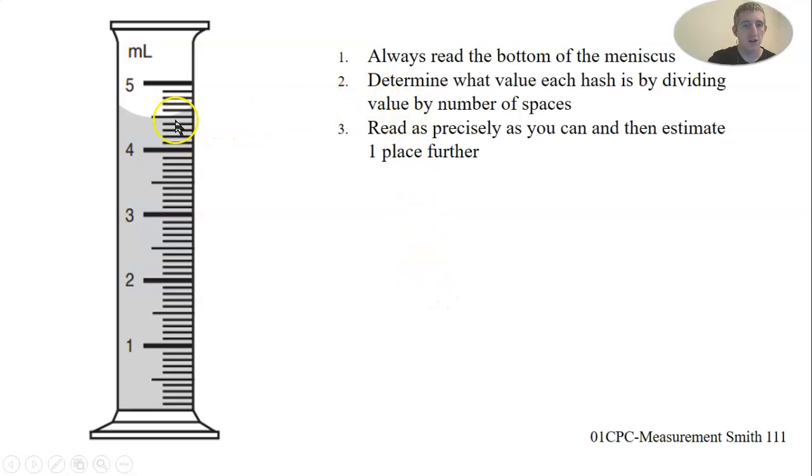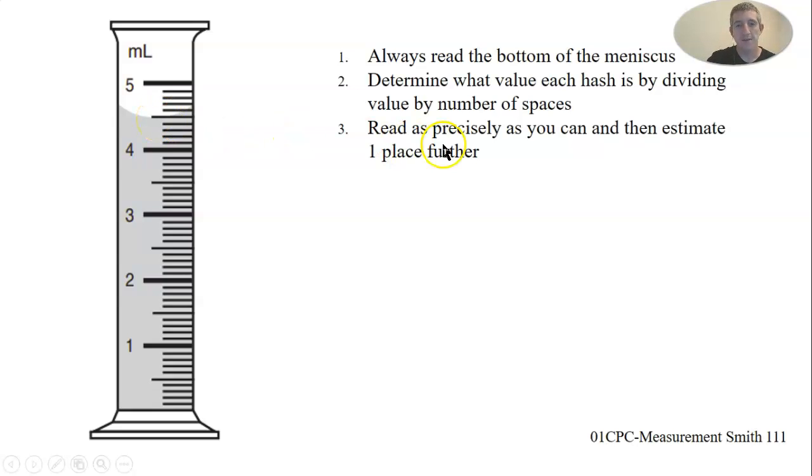So you read a graduated cylinder in three steps. Always read the bottom of the meniscus, then determine what value each line has. This takes a bit of a thought process. You see the big bold 4 and a big bold 5, and there are quite a few lines in between. So you almost have to guess and then check what each line does for you. For this one, each line counts as a tenth. And so the value would be 4 and 5 tenths, or 4.5.